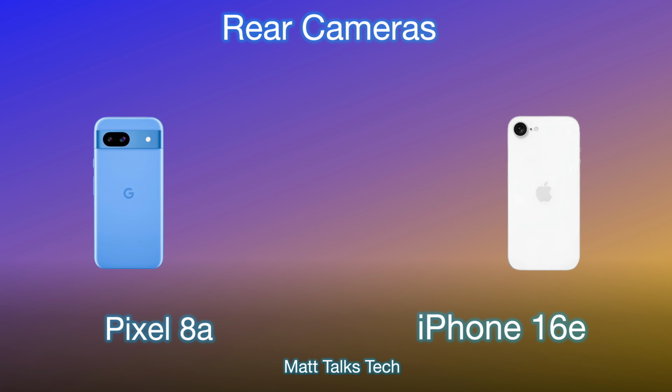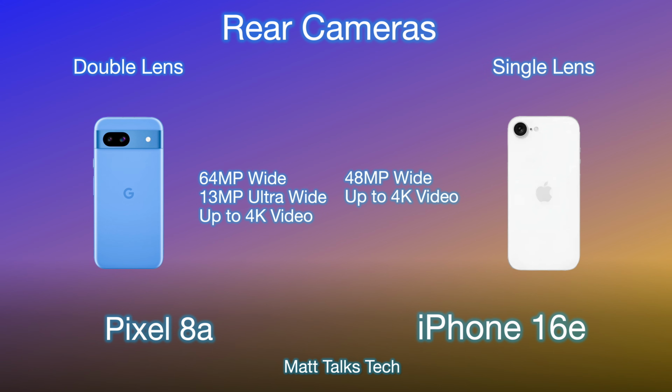But then moving on to the actual rear cameras, this is where things are very different. Now, personally, if you're going to pick up these phones for the camera abilities, I think you know which one I would pick. The Pixel 8a has a 64 megapixel wide sensor, whereas the iPhone 16e has a 48 megapixel wide. Then we have a 13 megapixel ultra wide on the Pixel 8a, but we do not have any ultra wide on the iPhone 16e.